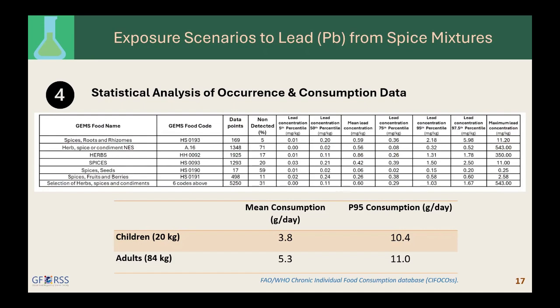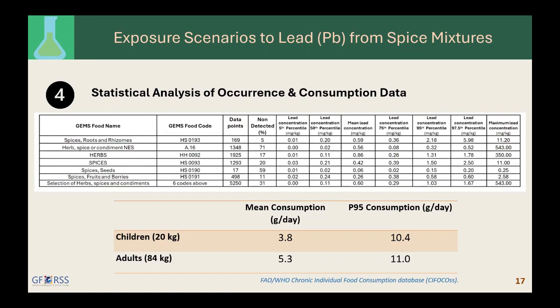And normally, I have strategies here within GFoRSS applied. I can replace them by 0, which we call the lower bound scenario, or I can replace them by the value of the LOD, which I call the upper bound scenario. But we're not diving into these details now. So I have the 5th percentile, 50th percentile, mean, 75th percentile, 95th percentile, and 97.5 percentile.